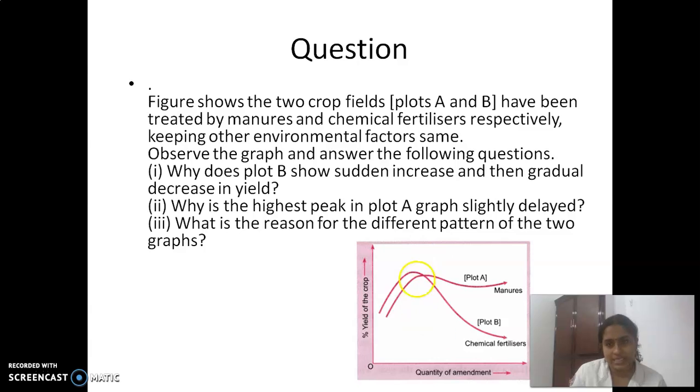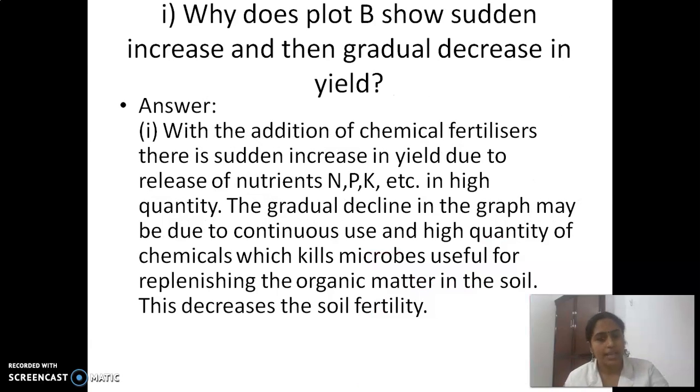So three questions are given. What is the first question? Why does plot B show sudden increase and then gradual decrease in yield? Then second question, why is the highest peak in plot A graph slightly delayed? Then question 3, what is the reason for the different patterns of the two graphs? Children, you can expect these type of questions from this lesson. Okay, so how can we answer the question?